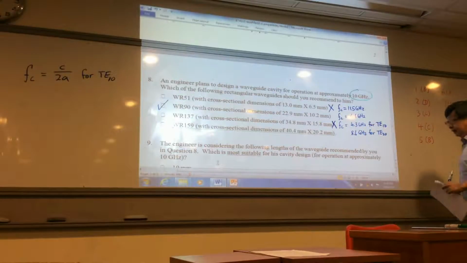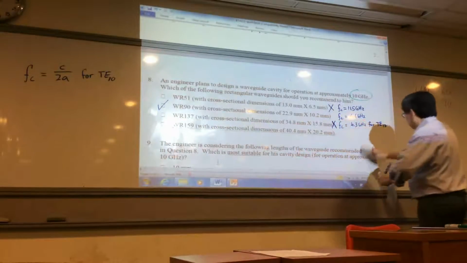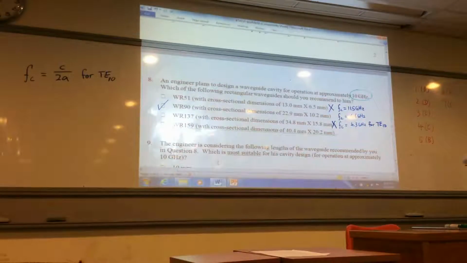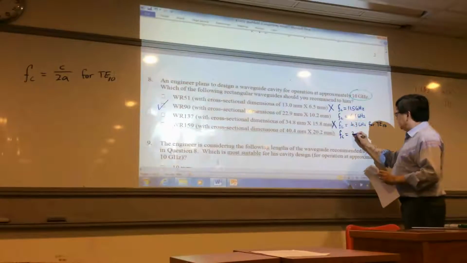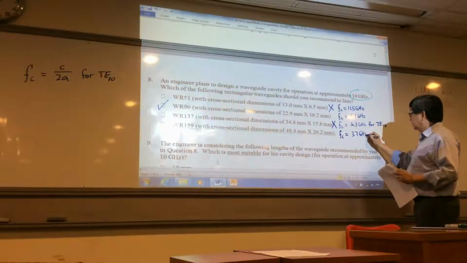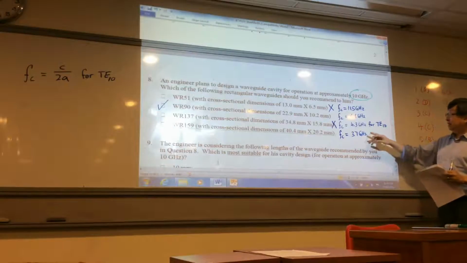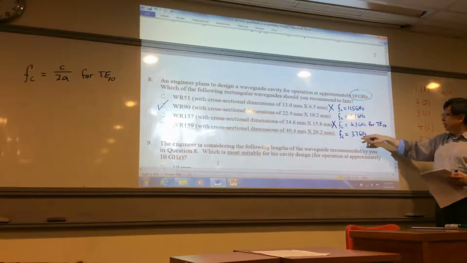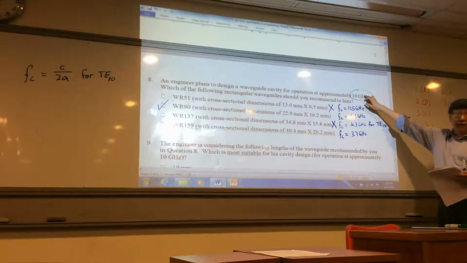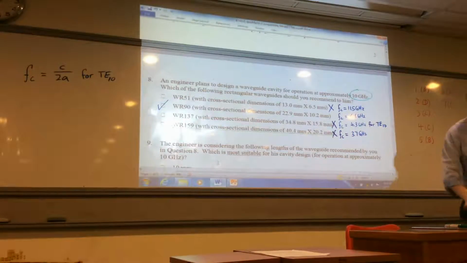And finally, for the last one, fc is 3.7 gigahertz. This one is unacceptable for the same reason as the previous one. It is too low. It will allow the TE20 mode to propagate at 10 gigahertz. So this one is also unacceptable. So for question 8, the answer is B.